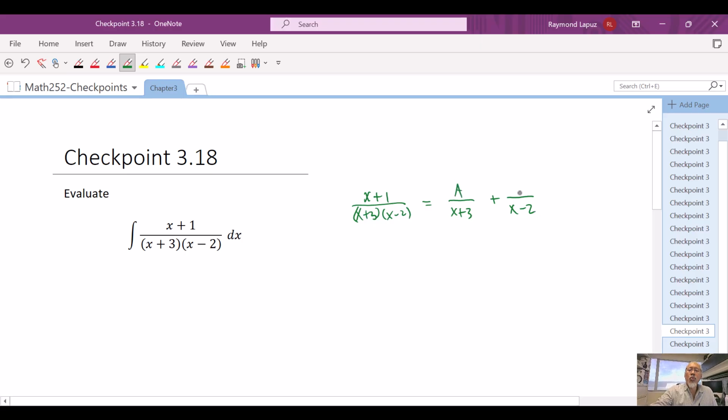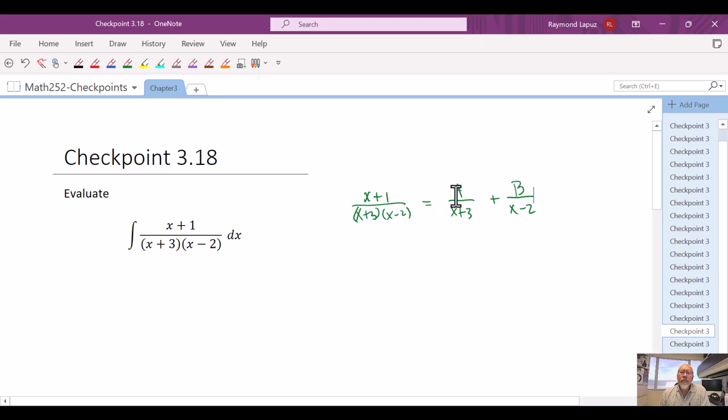So it's going to be one degree down from the term in the bottom. If your term in the bottom is linear, then your numerator will have a constant term. And these are going to be two different constants, so we'll label them just A and B.